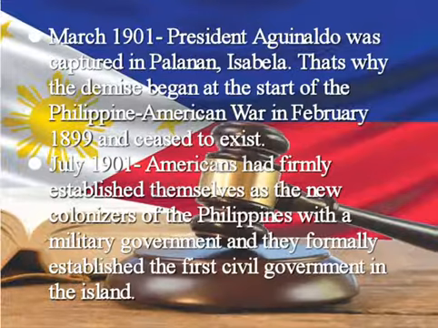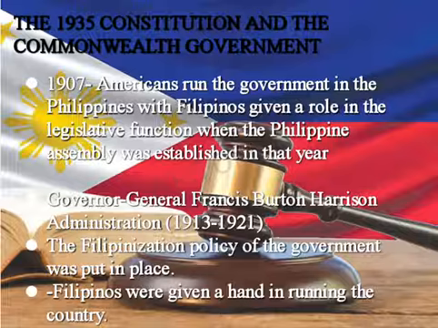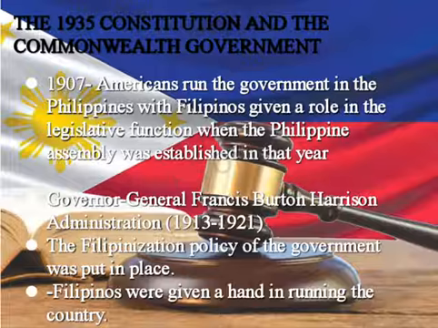Let's proceed to the 1935 Constitution and the Commonwealth government. So in 1907, Americans ran the government in the Philippines, with the Filipinos given a role in the legislative function when the Philippine Assembly was established in that year. So, nang makapagtayo ng government ang American dito sa Pilipinas, nabigyan ng chance ang mga Pilipino na maglingkod sa ating bansa. So, in the administration of Governor General Francis Burton Harrison in 1913 to 1921, the Philippinization policy of the government was put in place.